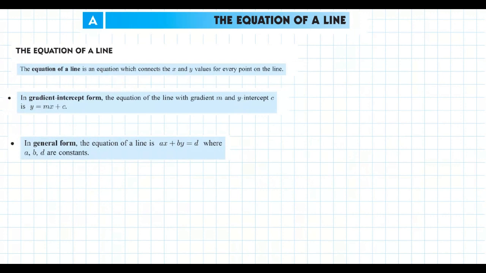What about the equation of a line? For the equation of a line, we have more than one scenario to determine it. And here we have a critical definition. The equation of a line is an equation which connects the x values and y values for every point on the line. Such as y equals x, which is one of the simplest linear equations. With y equals x, each unique value for x will generate a unique value for y.